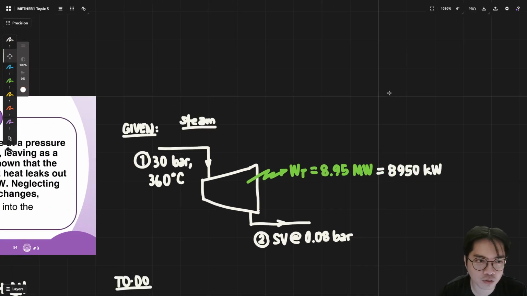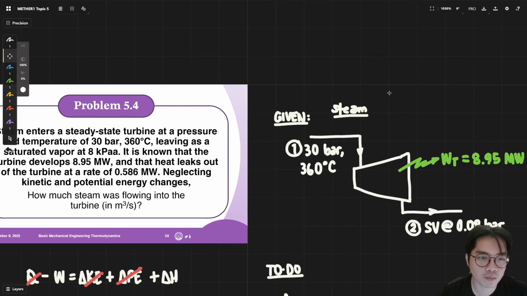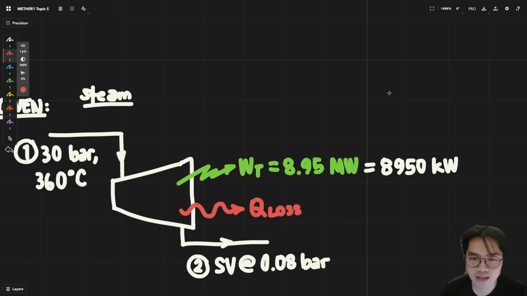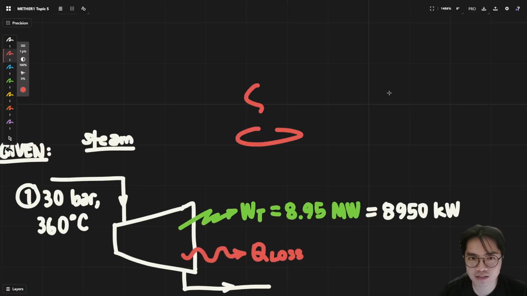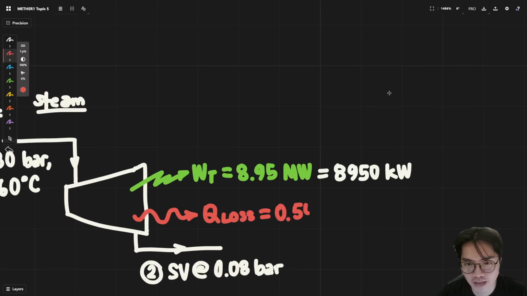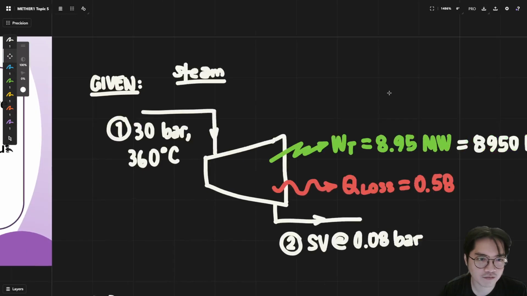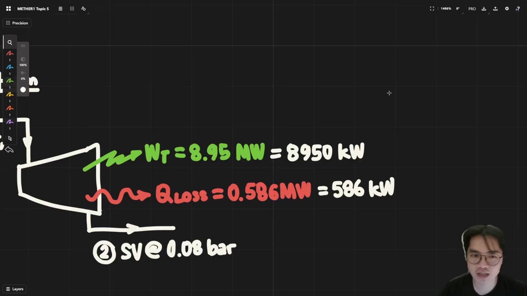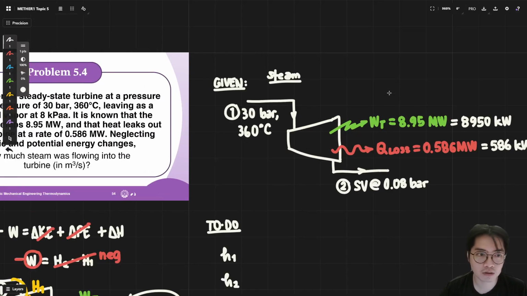And then notice as well, heat will leak out of the turbine at a rate of 0.586 megawatts. I'm using a curvy line to represent the heat loss because, when you're thinking of something that is hot, you do this. So that is my justification. That's going to be 0.586 megawatts, so instead we will just put it as 586 kilowatts. And so now, what do we do?